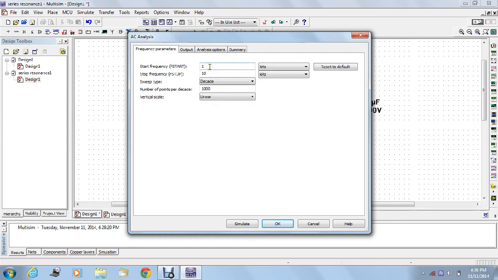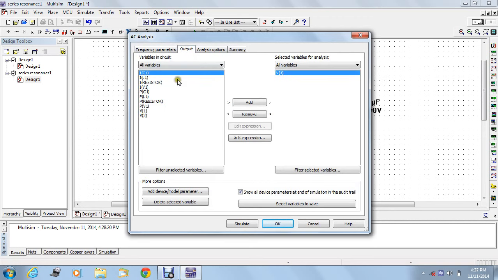Start frequency is your source start frequency. Stop frequency should be greater than your resonant frequency. If you don't know the resonant frequency, you can give a stop frequency of 1 megahertz. Sweep type decade, number of points per decade is 1000 or it could be 10,000, but first see your graph and then decide these points. For 1 to 10 kilohertz frequency, 1000 points per decade is sufficient, and vertical scale is linear.